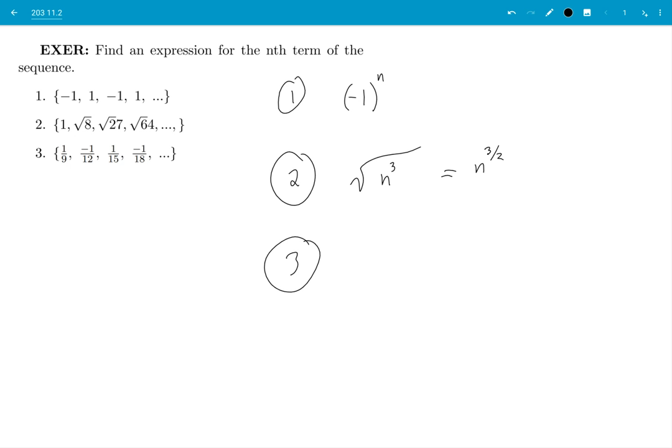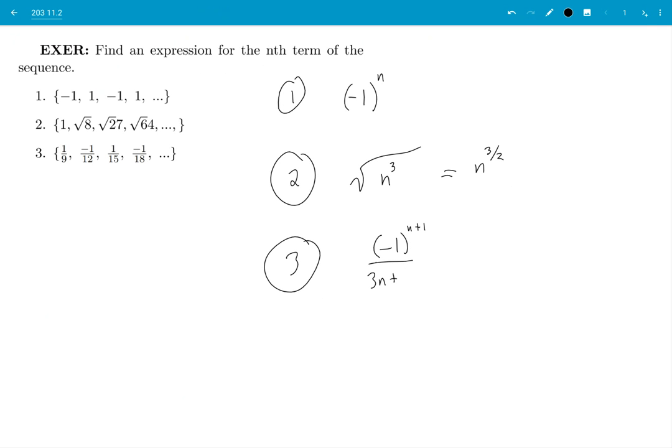Next one. On top, I have -1 to the n. Nope, that doesn't work. Just by saying, when this is 2, oops, I get -1. So that's not good. So I have to fix that by putting a +1 there. Or you could put a -1, doesn't matter. On the bottom, it's going up by 3, right? Looking at these denominators, I see them going up by 3 each time. So I start with 3n, and then I adjust it by putting plus something.